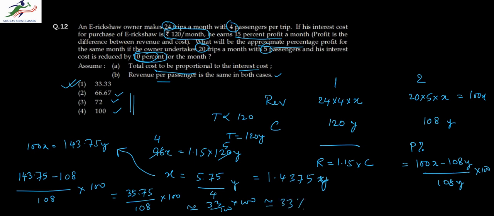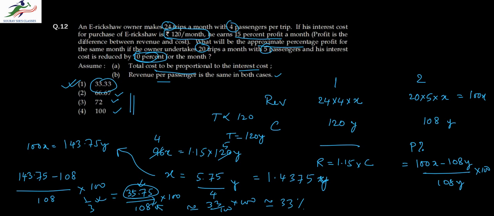You can do the calculation, but you really don't need to, because 35 by 105 is 1/3. So 35.75 is almost equal to 36, and 36 by 108 is also 1/3. So clearly you can see that this is closest to this value, 33.33. So this is the answer.